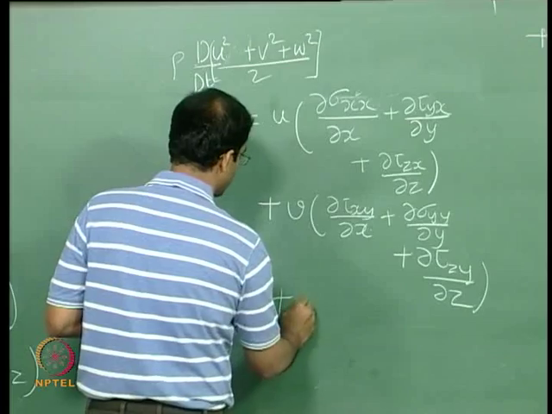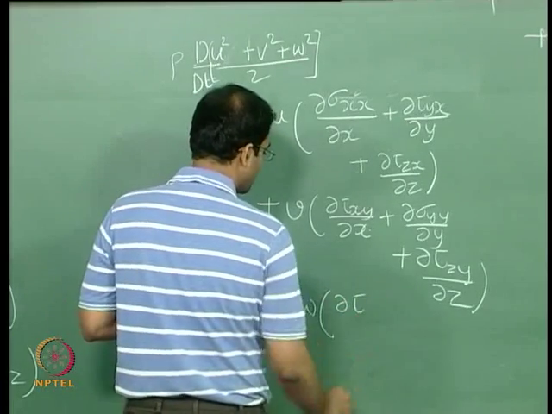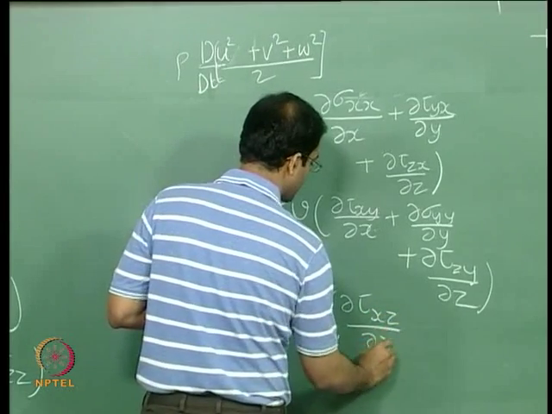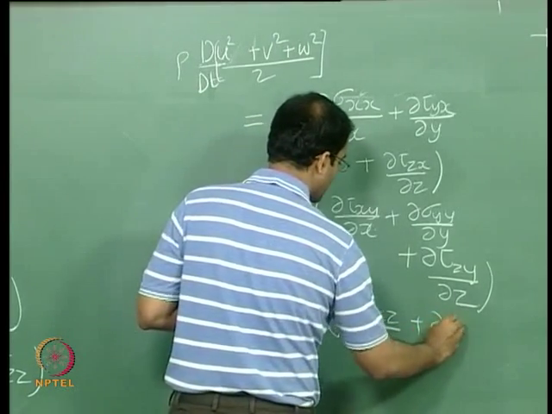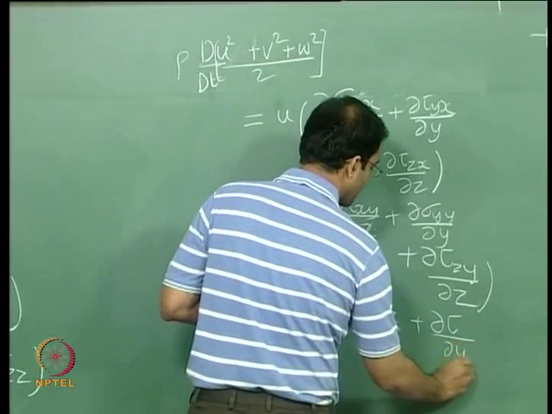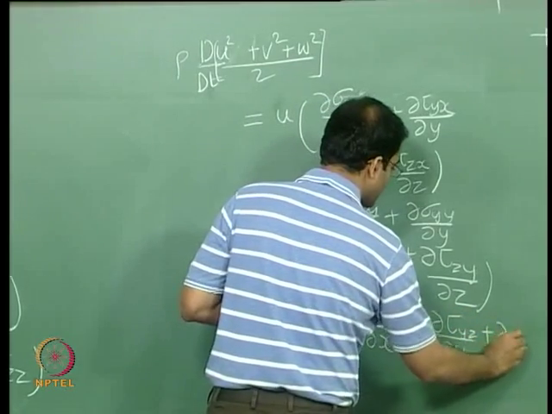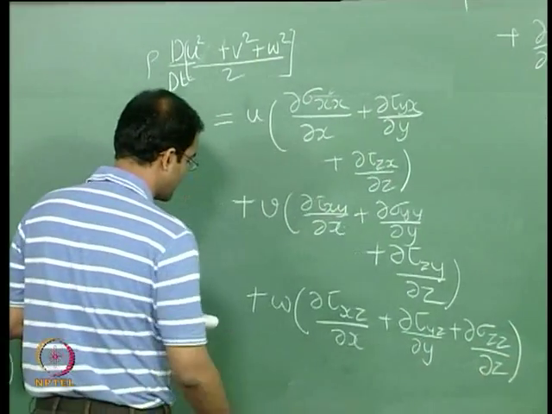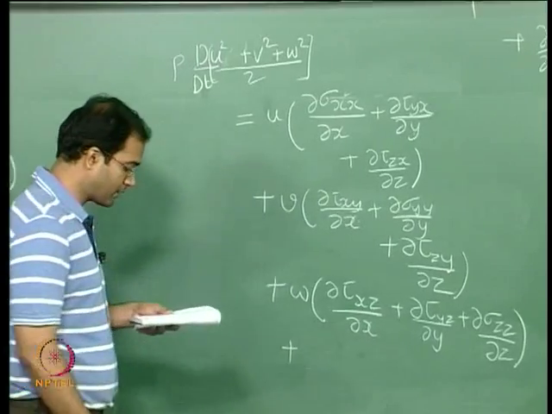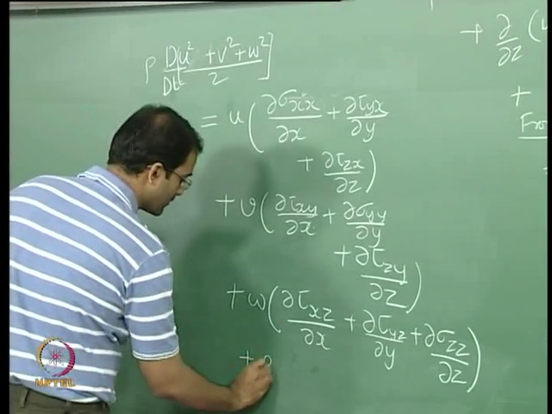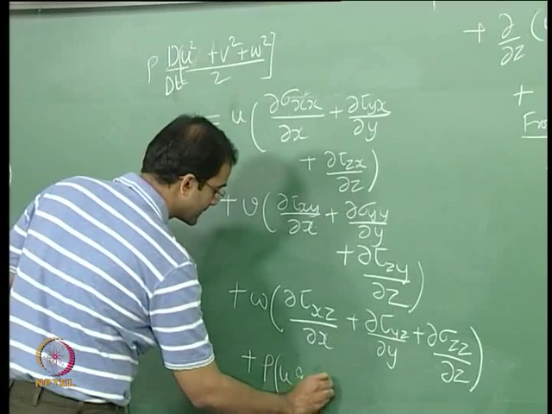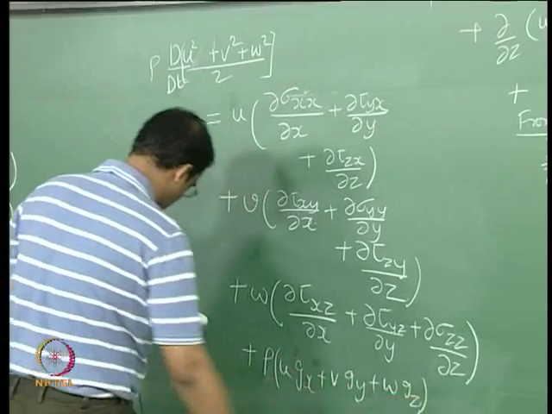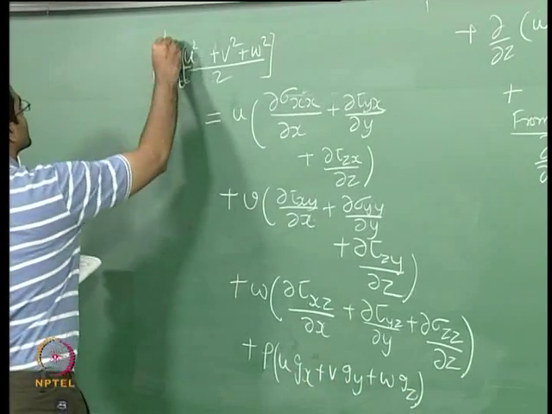plus you have d tau x z plus d tau y z plus d sigma z z by d z. Plus if you multiply your body force terms also, you have rho into u g x, v g y plus, and so on. So this equation is called the mechanical energy equation.